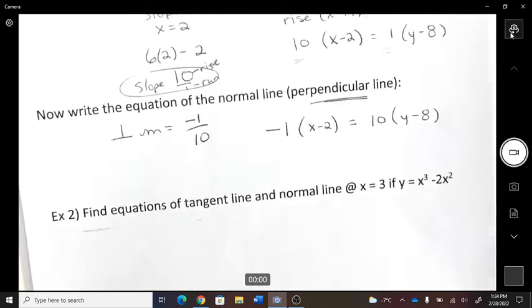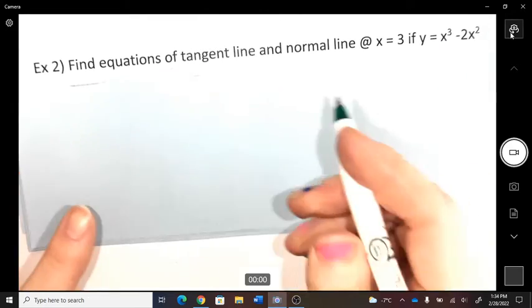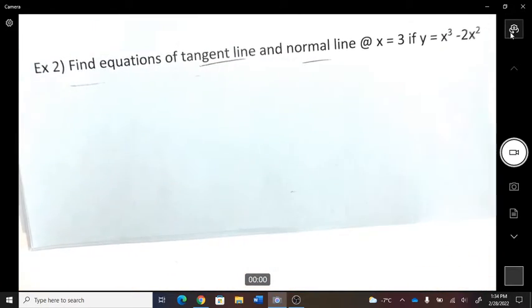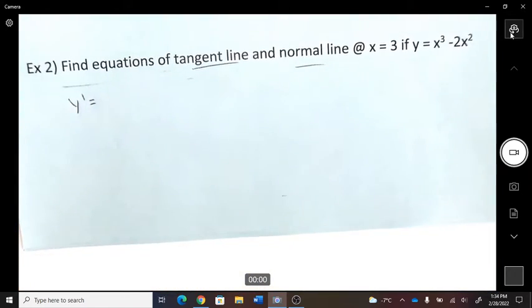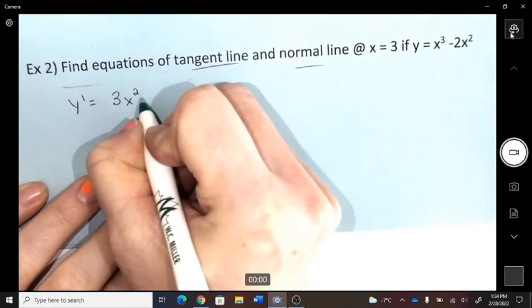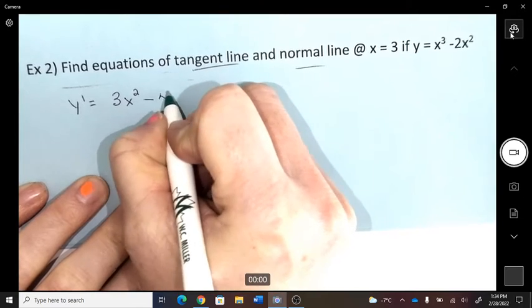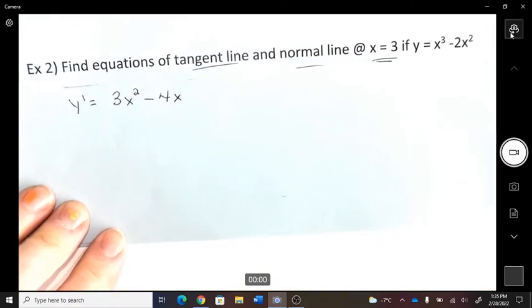All right, number 2. Find the equations of the tangent and the normal. So we're going to do both. So let's start with the slope. Can you derive? So I'm going to get 3x squared minus 4x, right? Okay, what is the slope at 3?